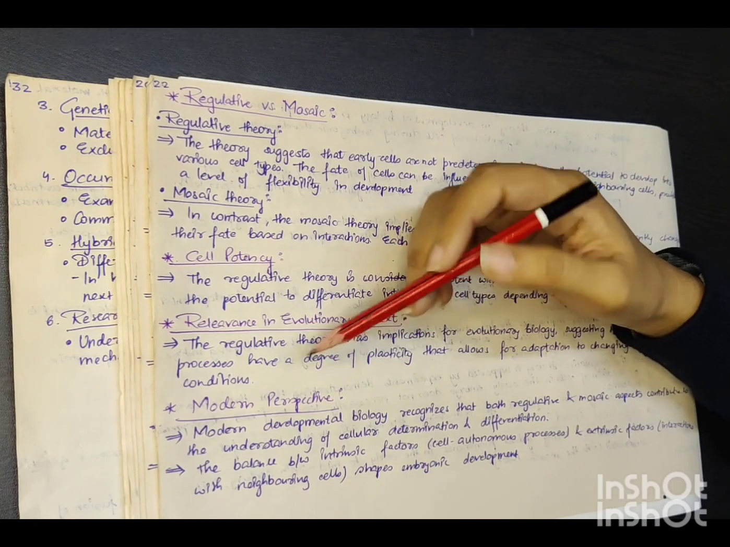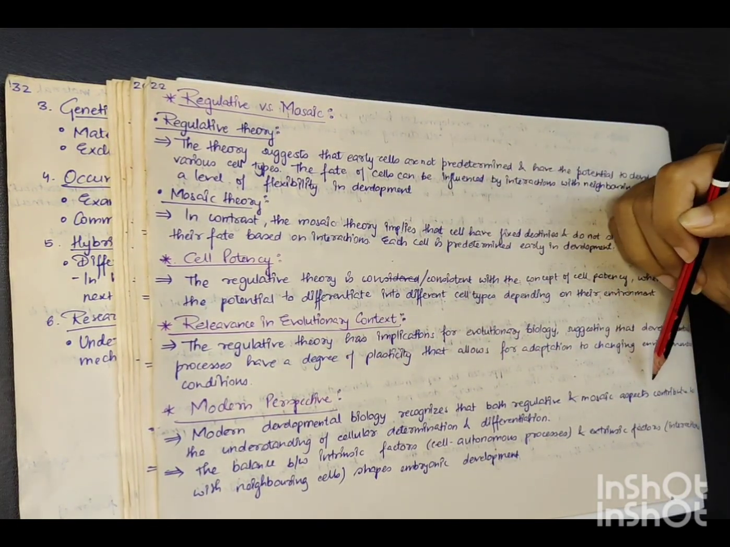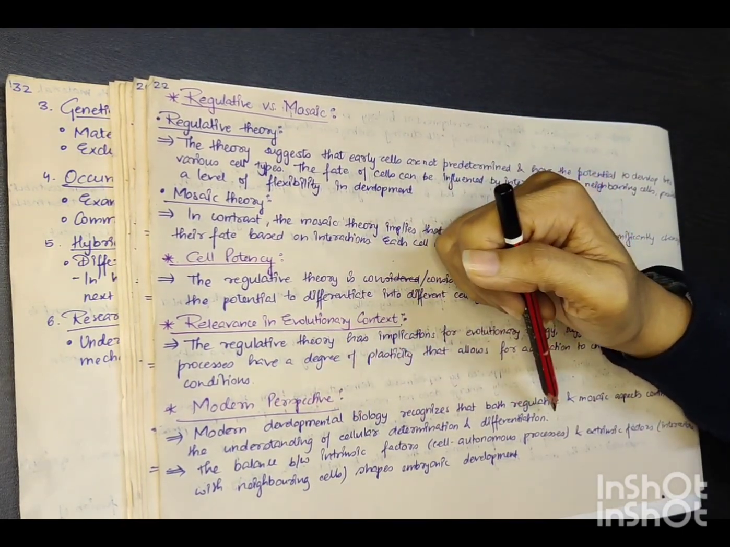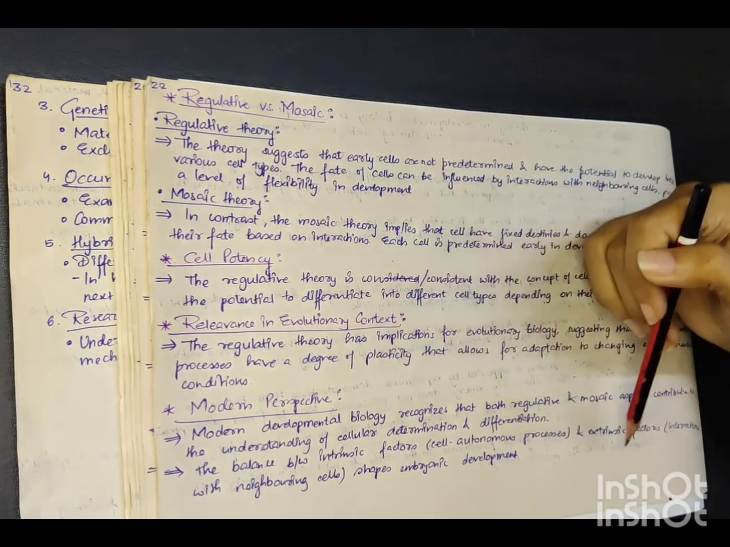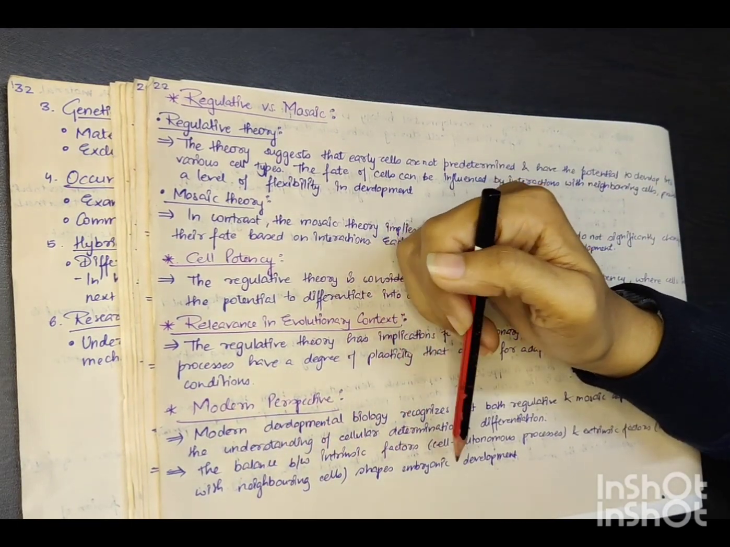Modern perspective. Modern developmental biology recognizes that both regulative and mosaic aspects contribute to the understanding of cellular determination and differentiation. The balance between intrinsic factors, that is cell autonomous processes, and extrinsic factors, that is interaction with neighboring cells, shape embryonic development.